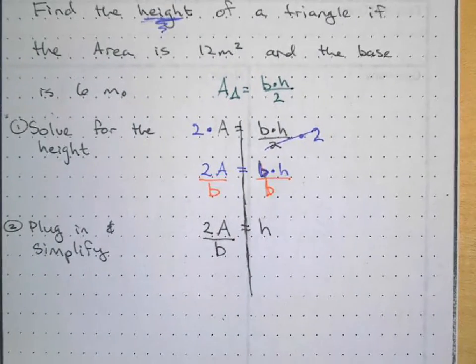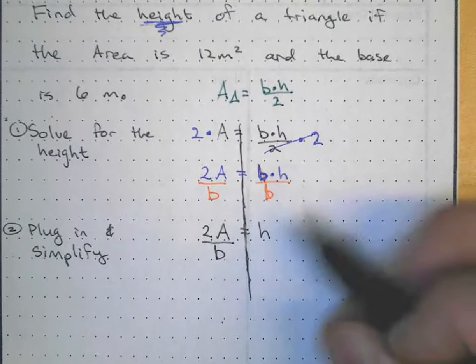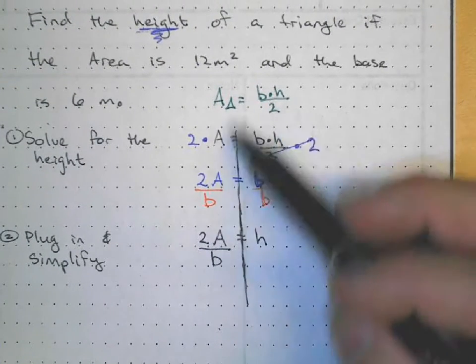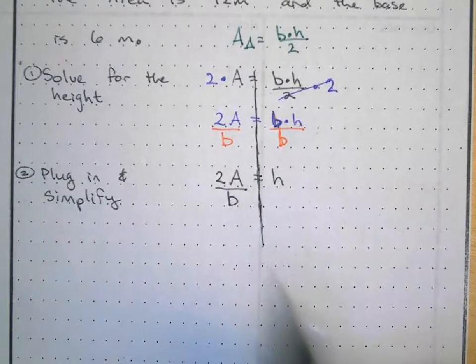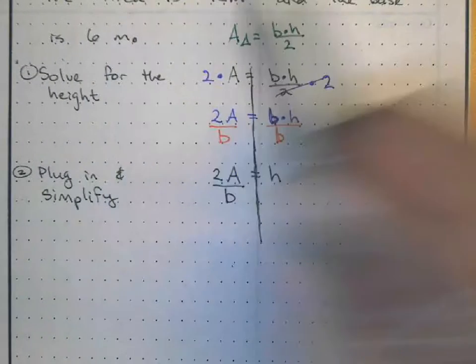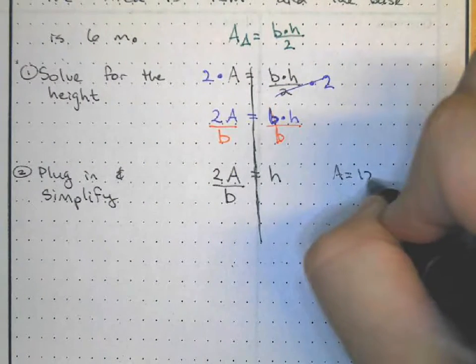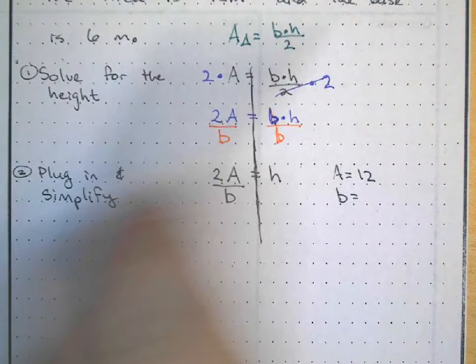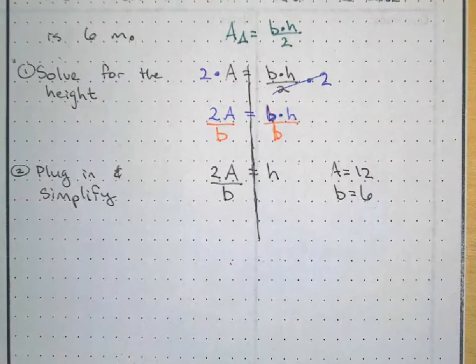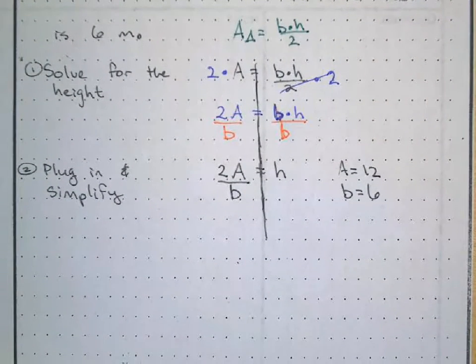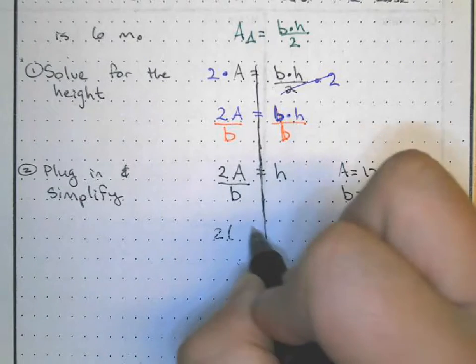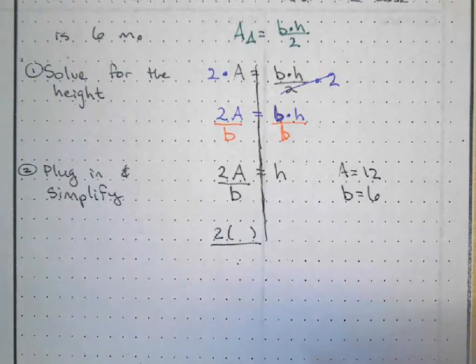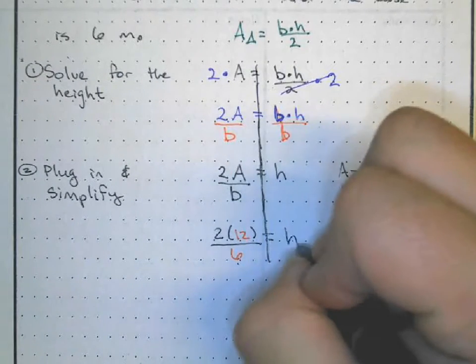So now I can just plug in what I'm told, and I already have h by itself. I don't have to do the math with the numbers in place. I can do all my math with my variables and then just plug in and solve. So now I'm going to plug in and simplify where I know that the area is 12, so I know a equals 12, and I know b, the base, is 6. So I can plug those numbers in, and then I'll solve. So I'll have 2 times 12 divided by my base. I'm going to have 2 times 12 divided by 6 is equal to the height.